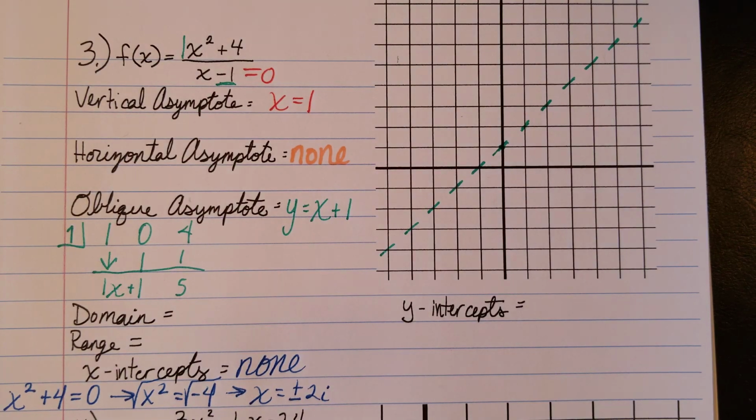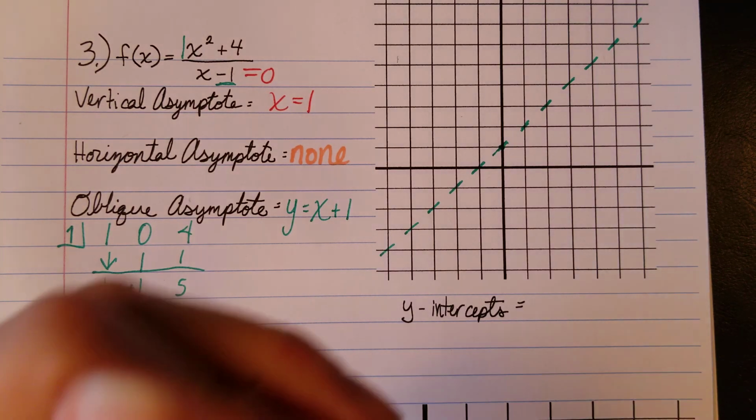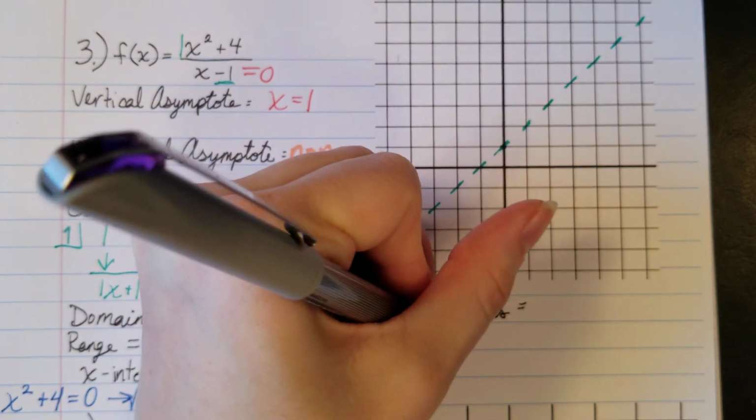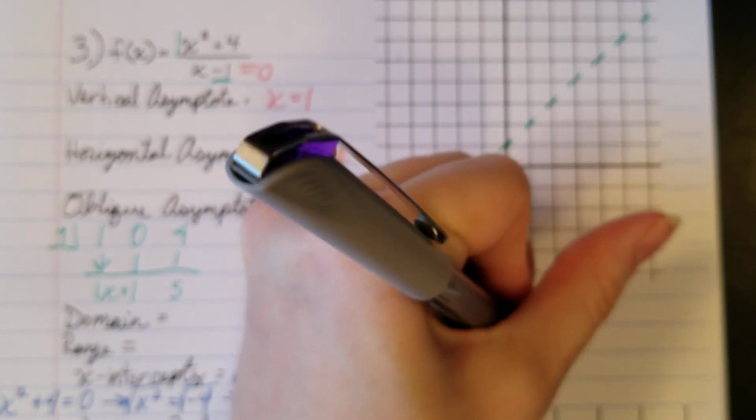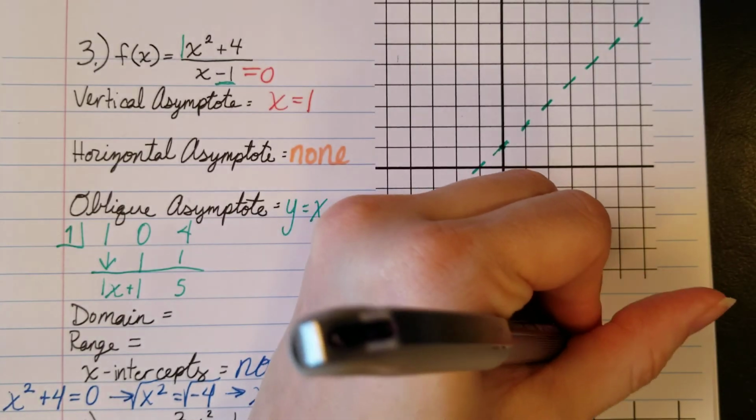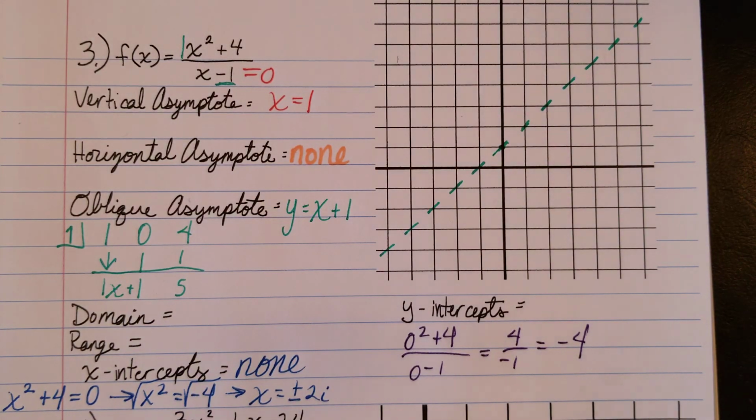All right. Next, we need to find the y-intercept. So we'll plug in 0 for x. That would be 0 squared plus 4 over 0 minus 1. So that's 4 over -1, which equals -4.